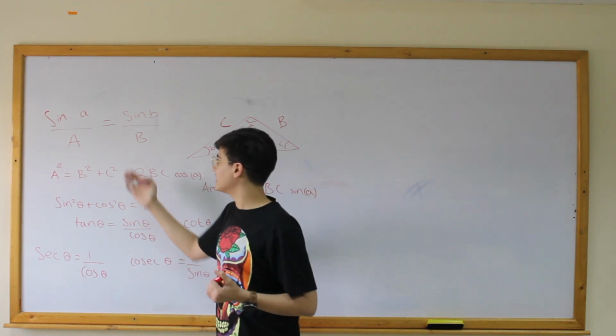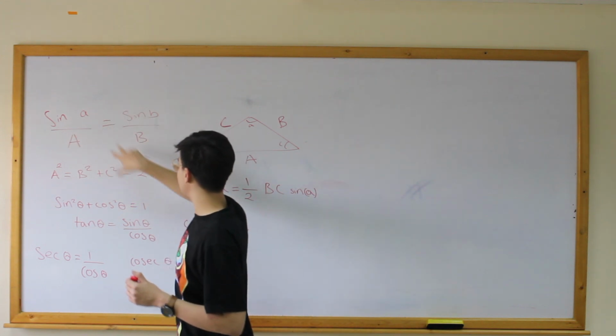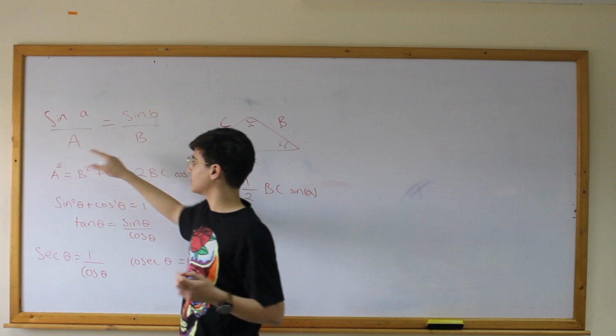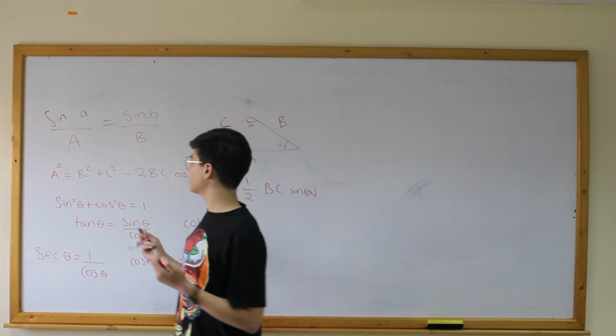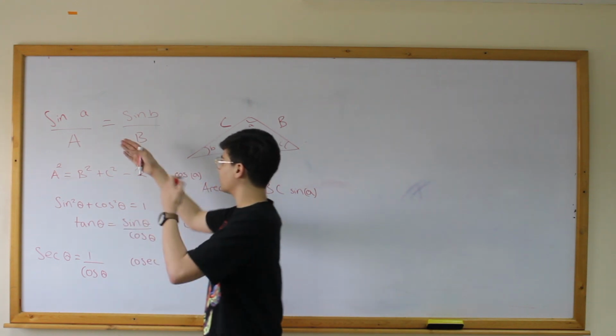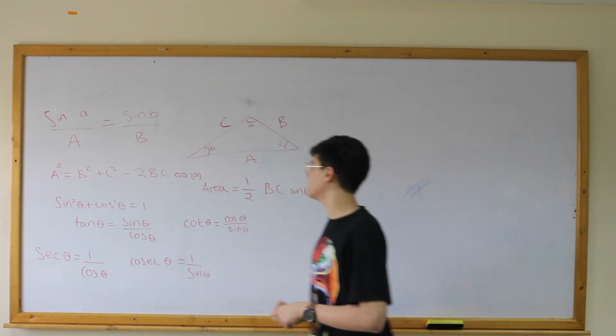For example, if you needed the angle a, you'd multiply this side all by the capital A side, and then do the inverse sine of that. And likewise, if you needed one of the sides, you could just rearrange and find what you need. And this brings us to the next formula.